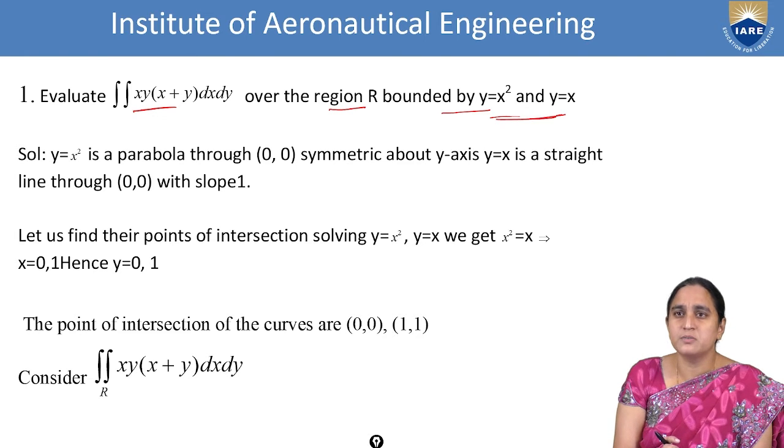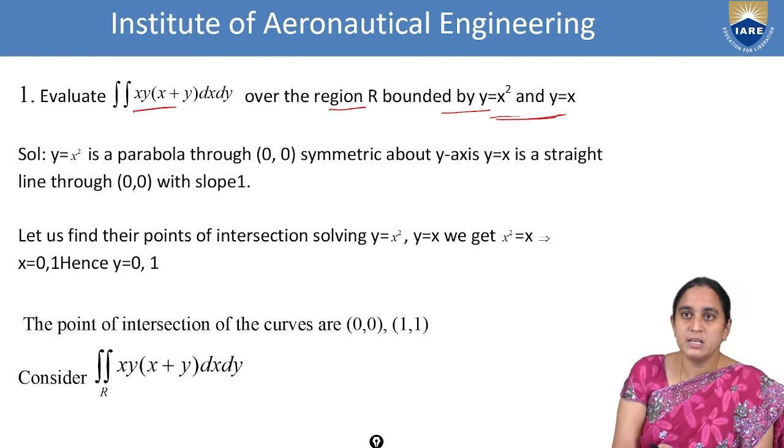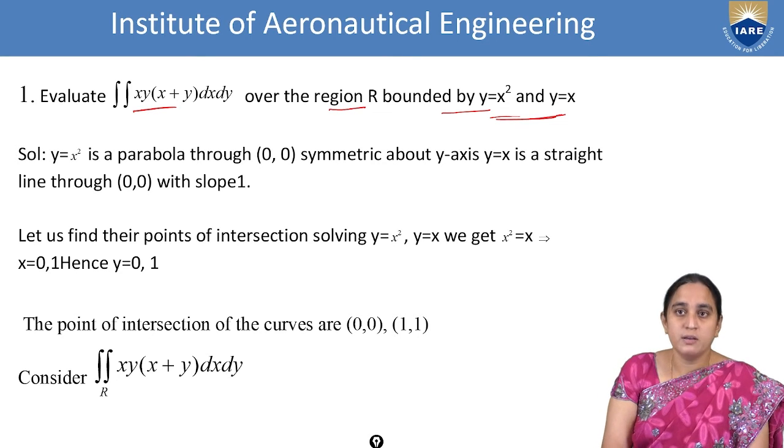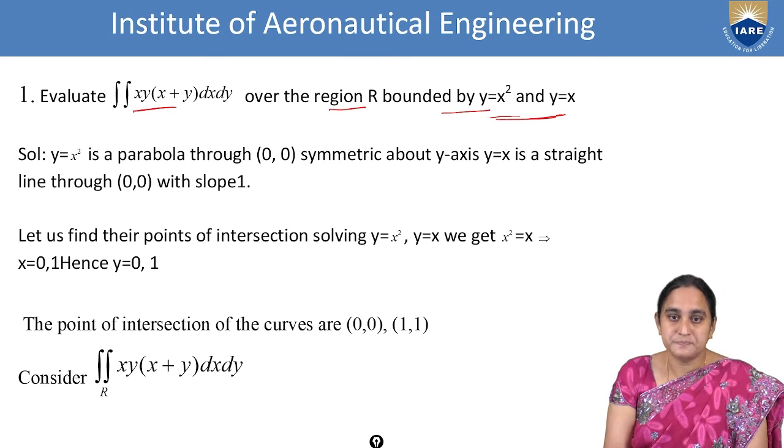They are given some curves. What type of curves are given here? y is equal to x square and y is equal to x. From that, first I'll calculate the limit points where the two are intersecting.